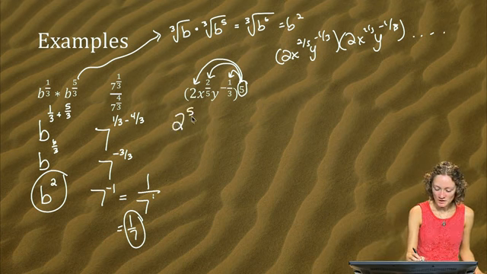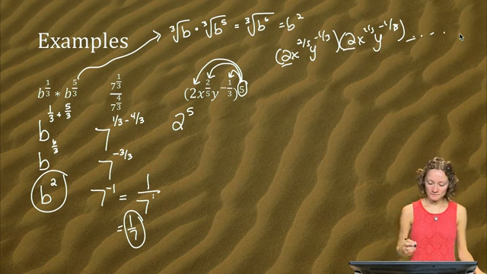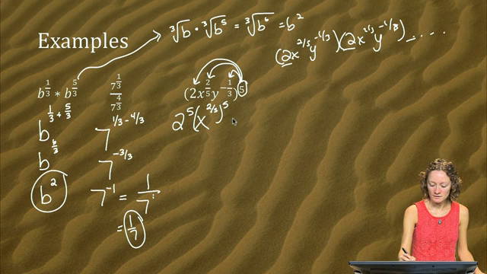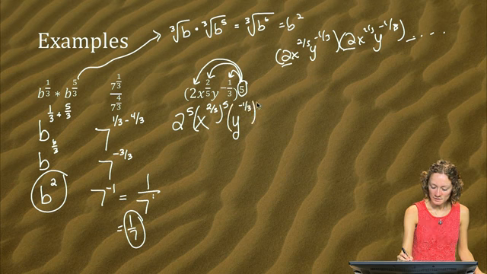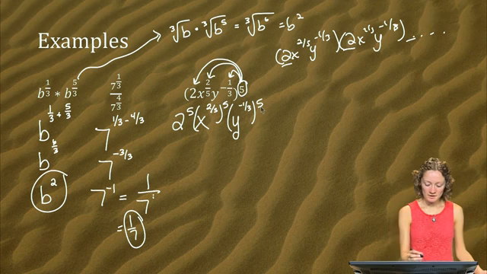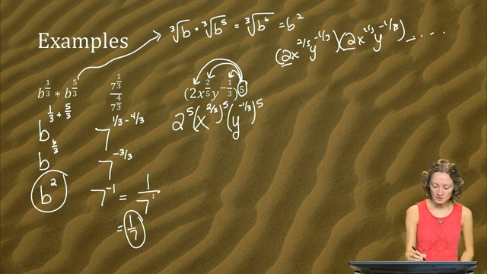So we have 2 to the 5th, because we'd have 2 times 2 times 2 times the ones we can't see, and x to the 2/5 to the 5th power, y to the negative 1/3 to the 5th. And then apply each one independently. 2 to the 5th means 2 times 2 times 2 times 2 times 2. 4, 8, 16, 32.